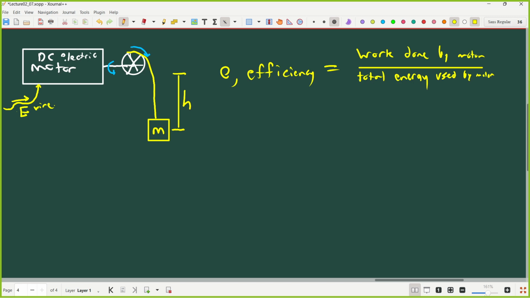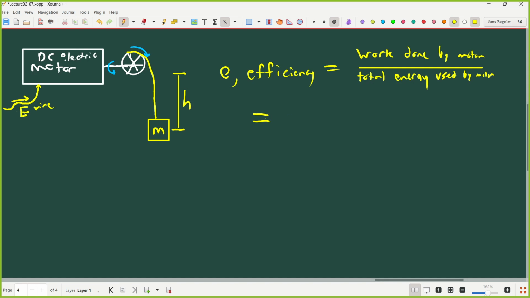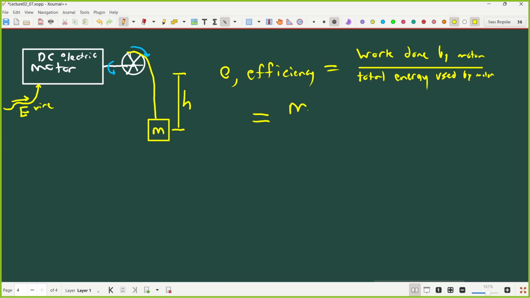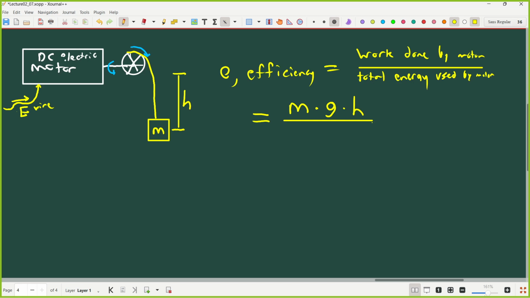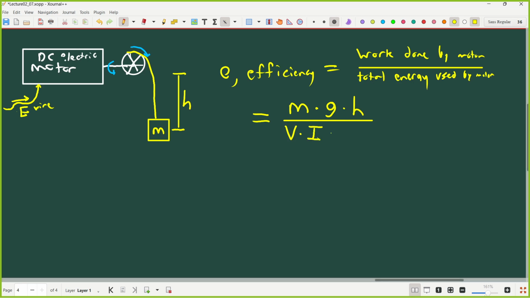Okay, and I'm not going to derive the equations here, but it's not too hard. The work done by the motor is the gravitational potential energy of an object at height h, which is just the mass of the object times the acceleration due to gravity, times the height, mgh. Right, that's the gravitational energy of an object. And the energy delivered to the motor is the voltage of the motor times the current times the amount of time the energy is delivered.